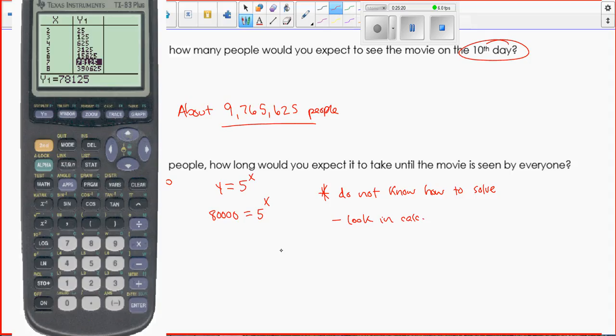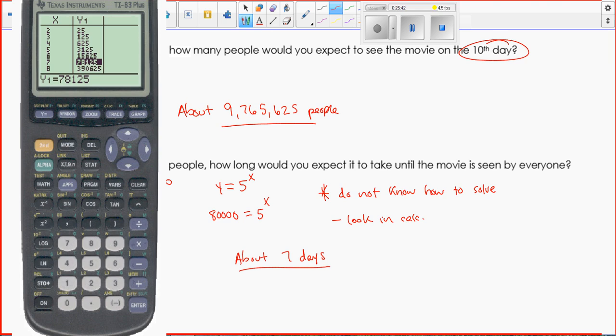So what I'm going to say then is about 7 days. Okay, 6 days doesn't make sense because it's only 15,000. 8 days doesn't make sense because it's 390,000. So about 7 days. Okay, so exponential is the only time that you're going to have to look at your table of values. Otherwise, you're just substituting and solving.